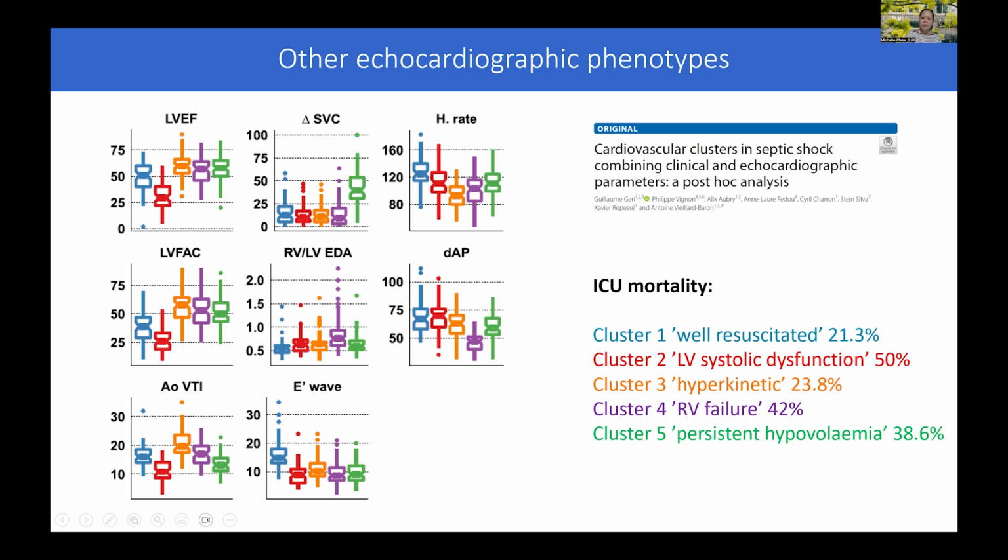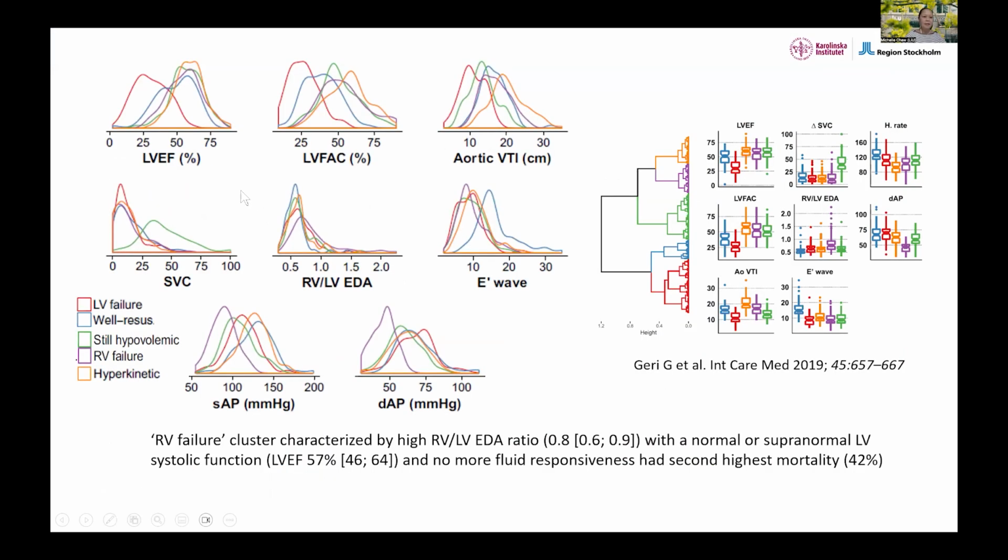So LV systolic dysfunction was the cluster with the highest mortality, followed by the RV failure. However, what we know from that study is that there was a huge amount of overlap between the clusters. So it's very difficult to use these clusters clinically because none of these features will really define the clusters, perhaps LVEF in the LV systolic failure cluster.